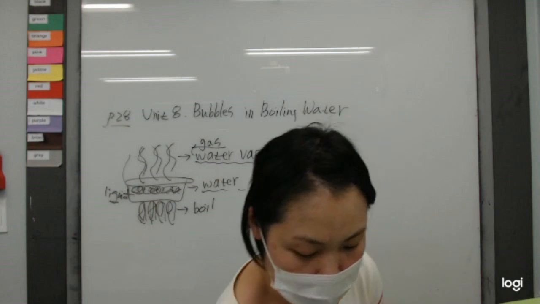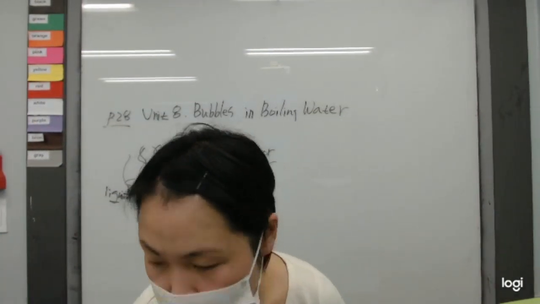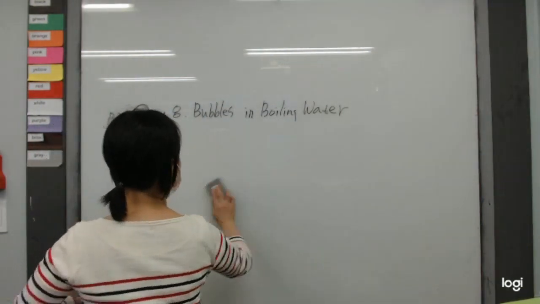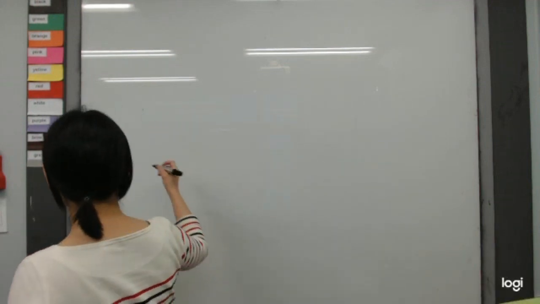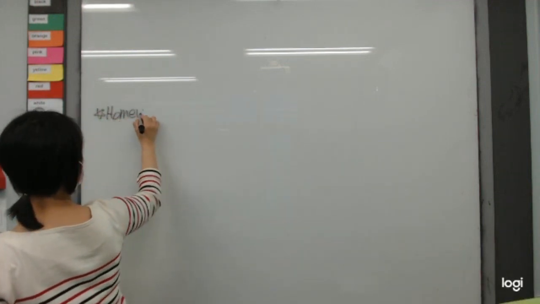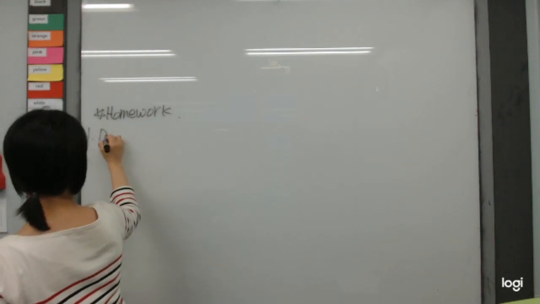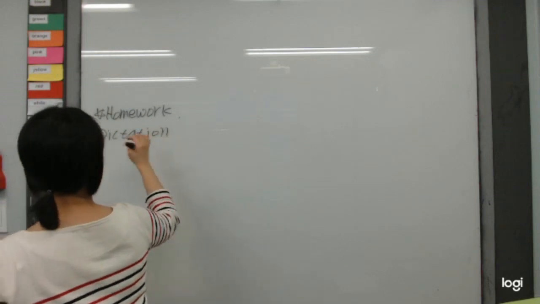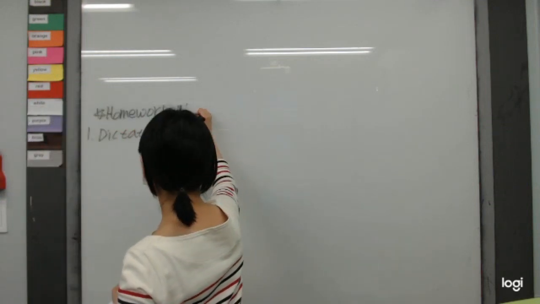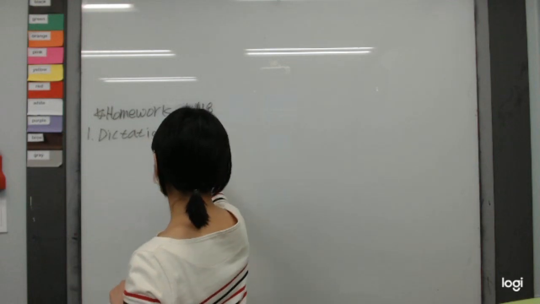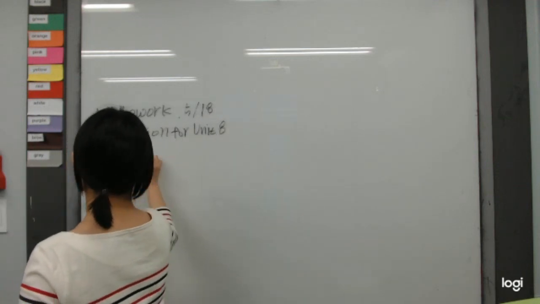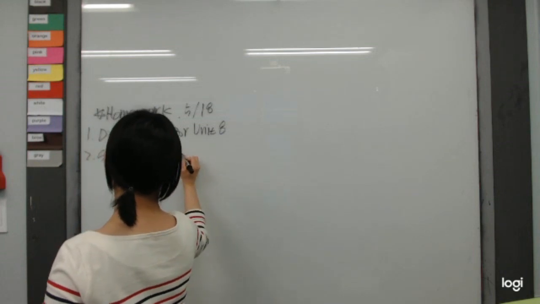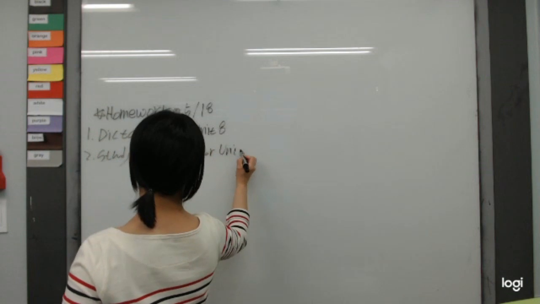Okay, good. So guys, please do this dictation Unit 8 at home. This is the homework. And guys, bring out the vocabulary list. We are going to study Unit 9 vocabulary. Guys, the due date is next Monday, okay? Dictation for Unit 9 and Unit 8. And the second thing is to study for the vocab test for Unit 9.